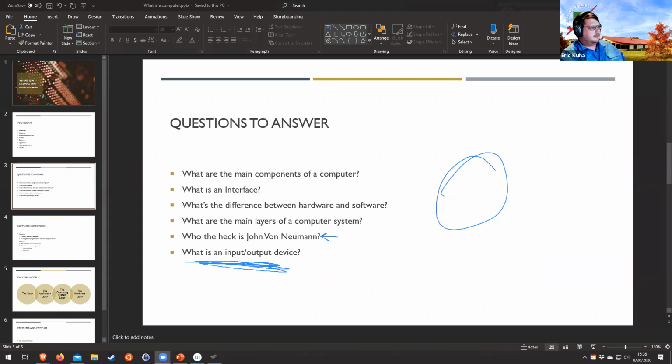Oh, whoops. Annotate, clear all my drawings. Okay, so I'm going to stop the recording now. This is a high-level look at what a computer is.